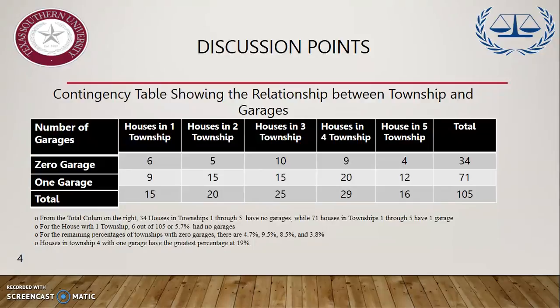And then the least amount would be 0 garages in the 5th township. So it doesn't really tell you much. I'm just comparing the garages and the townships, but we're able to look at it from here. You can do this with any 2 variables if you want to compare them. But with this contingency table, I was able to look at the garages and the townships.